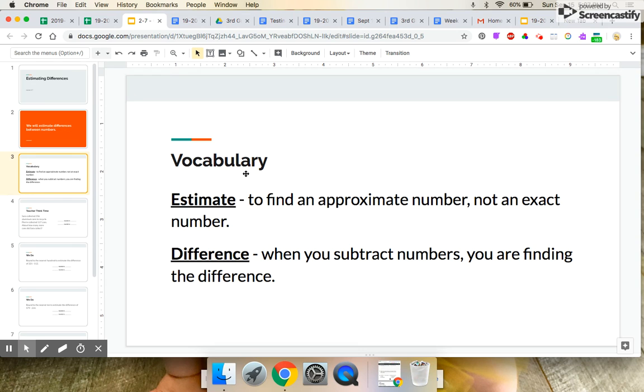Some vocabulary today that we need to remember: estimate means to find an approximate number, not an exact number. So we'll be figuring out about what the difference is. And difference is another vocabulary word today that we need to know. That means when you subtract the numbers, you are finding the difference. That's what would be the answer when we are subtracting.